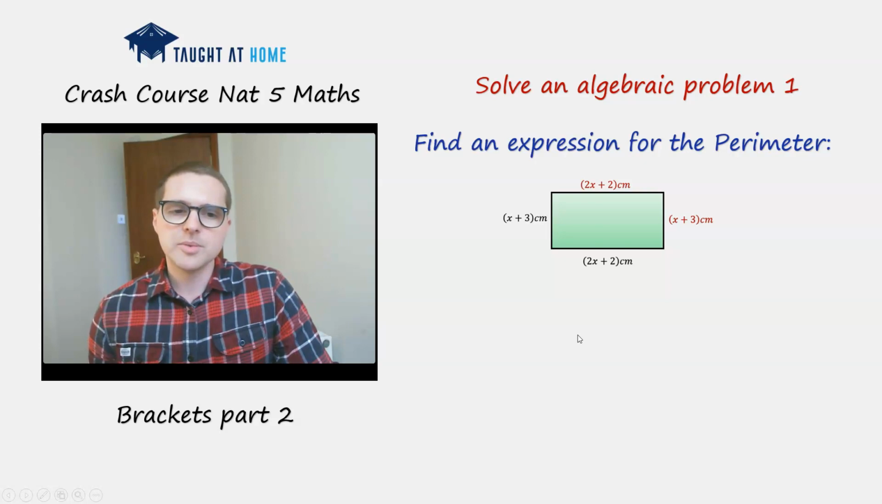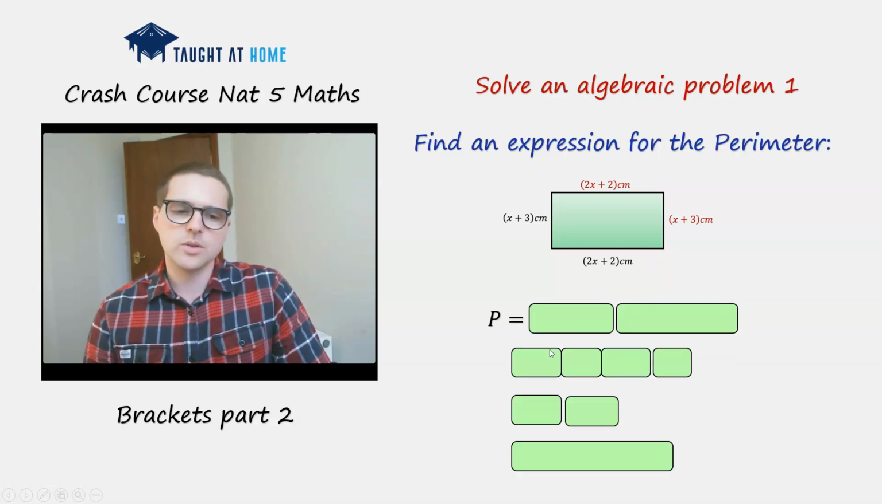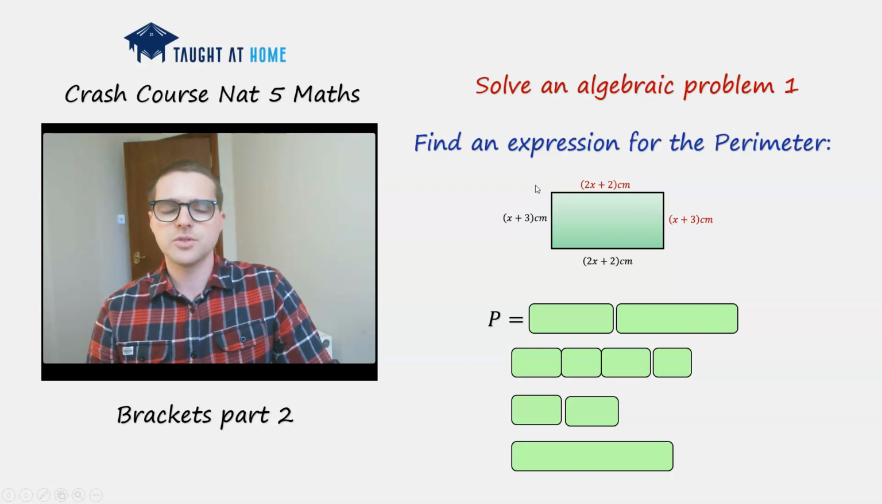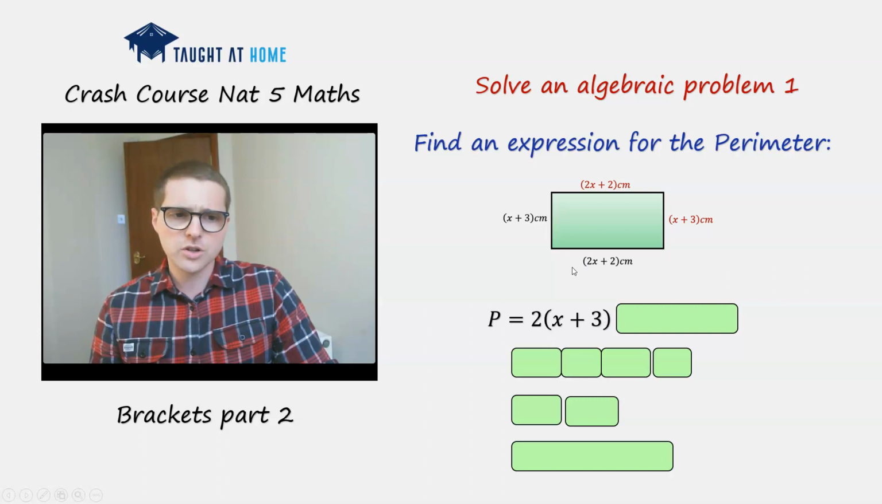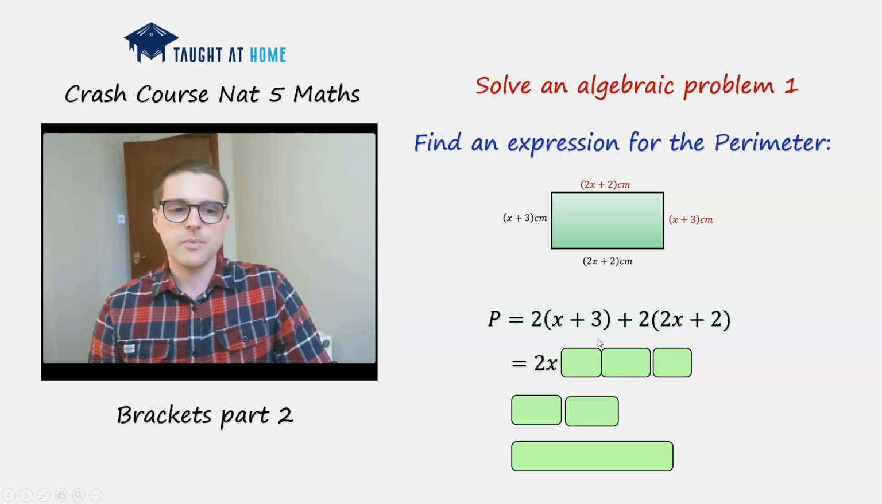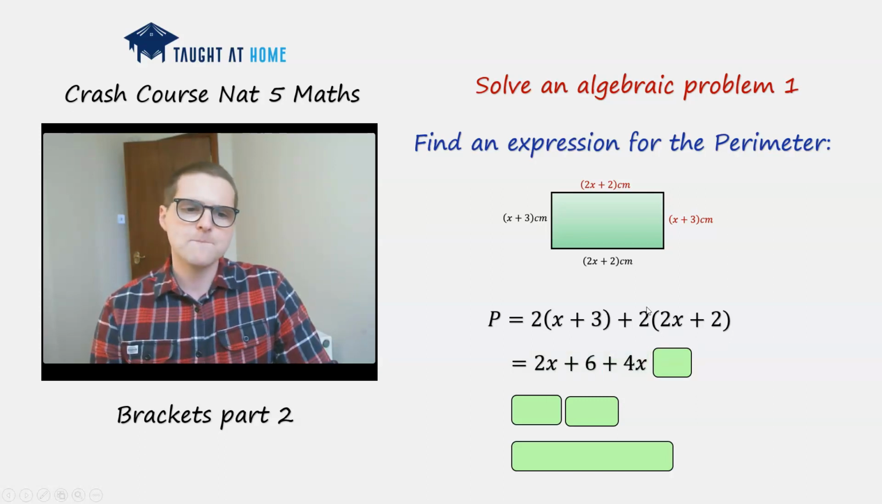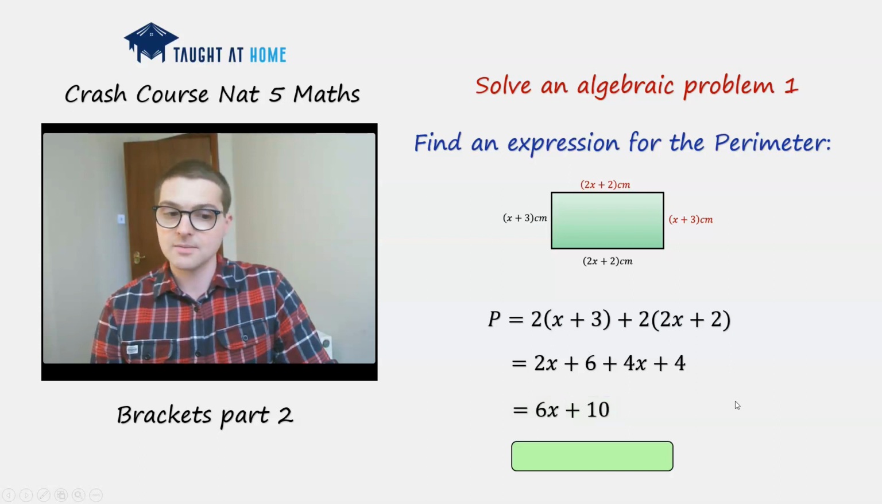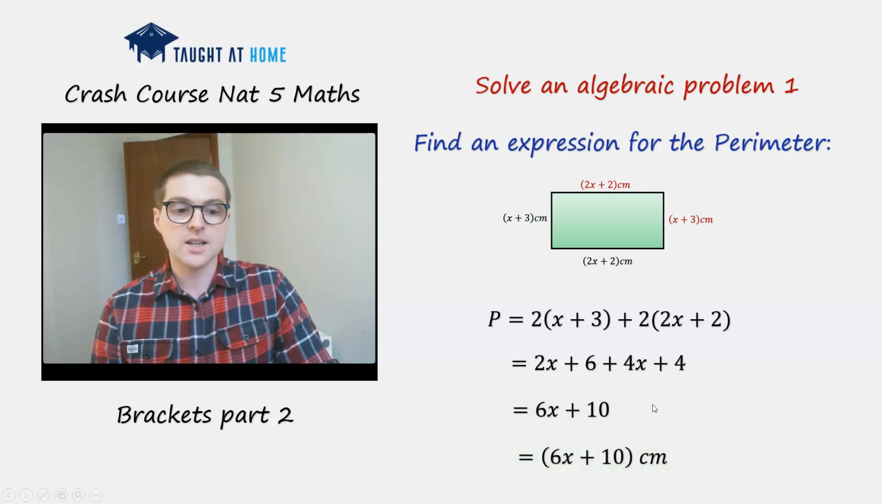So now when it comes to find the perimeter, we're going to add all the lengths up. So let's have a go at this. We've got two sets of x plus 3, because we've got this side and that side, so it's going to be 2 times x plus 3. And we've got two lots of 2x plus 2's here, so it's going to be plus 2 times 2x plus 2. Now we can expand the brackets. We've got 2x plus 3 times 2, which is 6, plus 2 times 2x, which is 4x, plus 2 times 2, which is 4. Collect like terms, we've got 2x plus 4x, which is 6x, and we've got 6 plus 4, which is 10. So that's 6x plus 10 centimeters, and that is the expression for the perimeter.